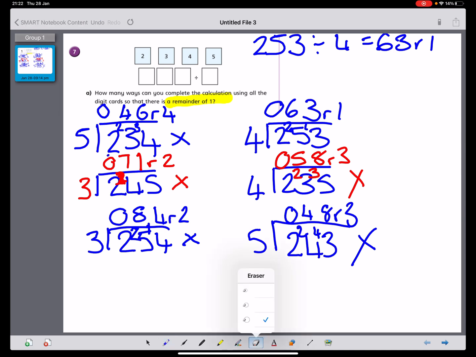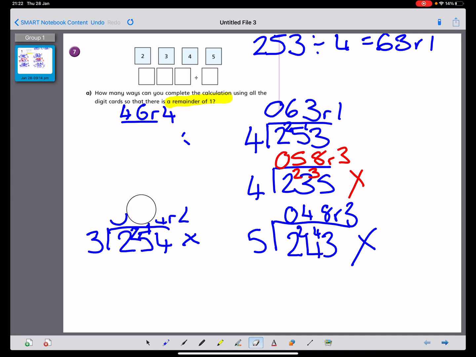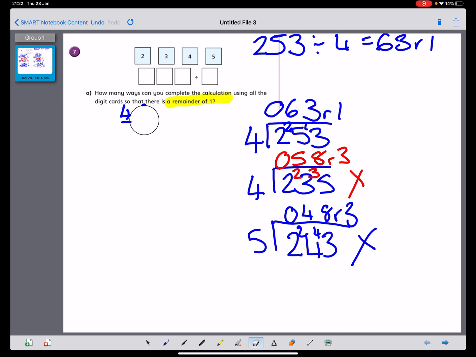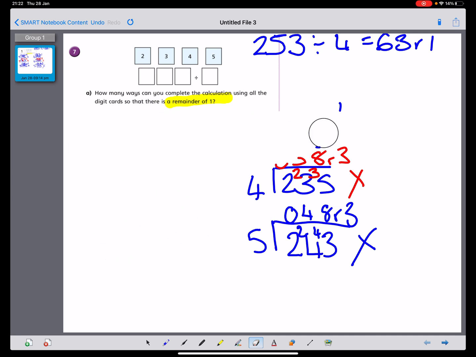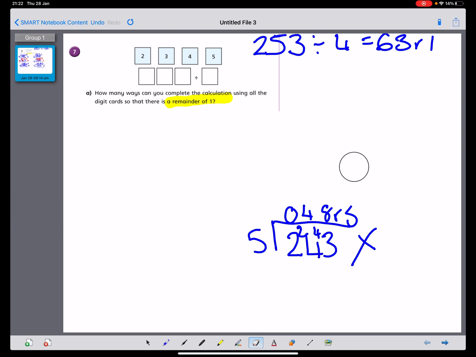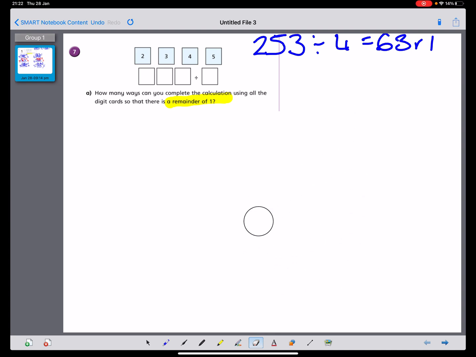Okay, I'm going to just rub that out so that I can carry on with the same question on the page. So I've done all of my 200 numbers. Next I'm going to move on to my 300 numbers, just because that's the next digit along. So I'm going to start this time with 3, 4, 5.